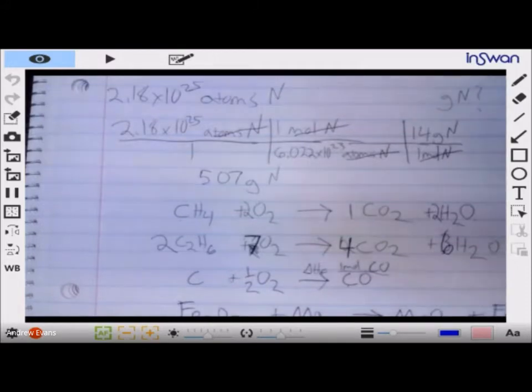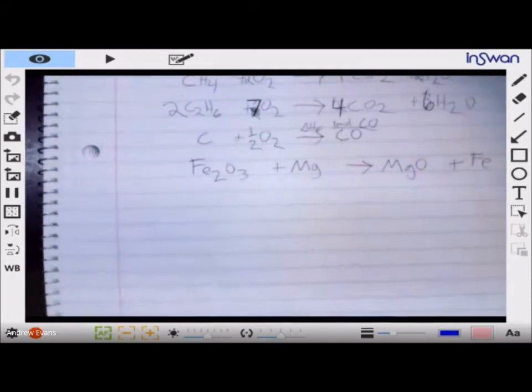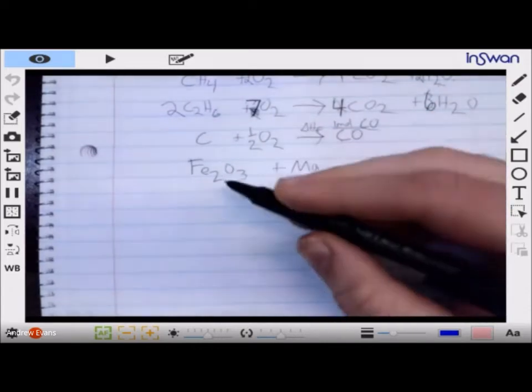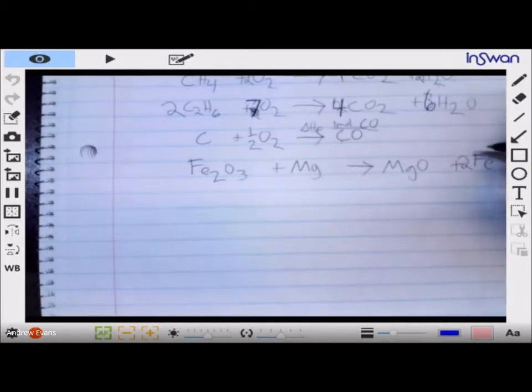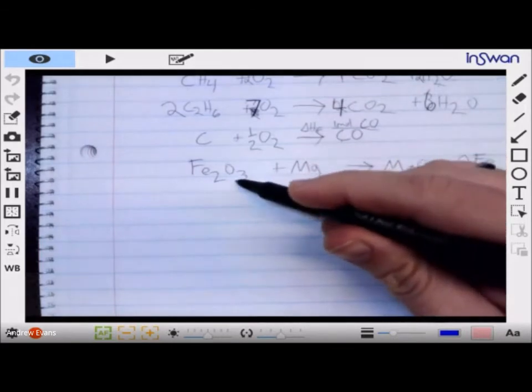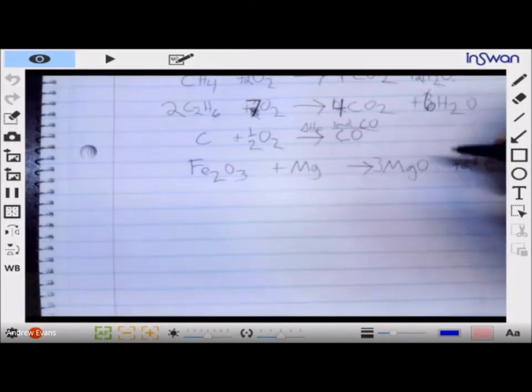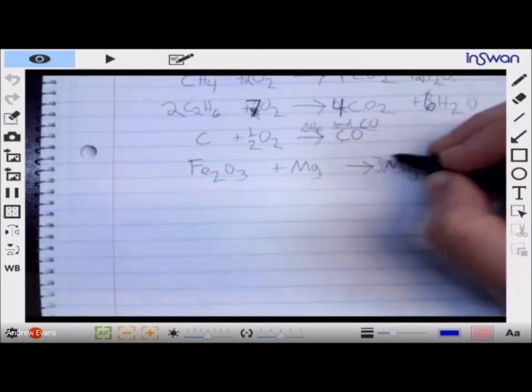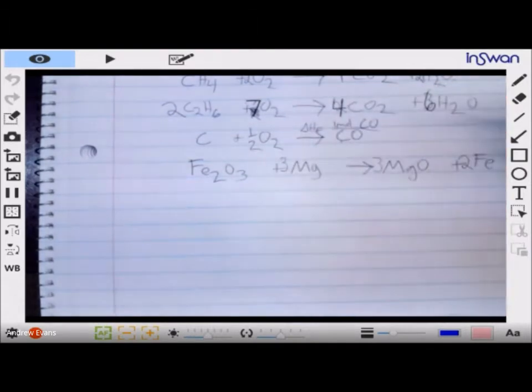Sometimes you have to go systematically, one at a time. We can start with the iron. 2 irons. Now the irons are balanced, the magnesiums are balanced, but the oxygens aren't. So you're going to balance the oxygens. 3 oxygens, 3 oxygens. But now the magnesiums are out of balance. 3 magnesiums, 3 magnesiums. And now they are balanced too. That's how we balance these.